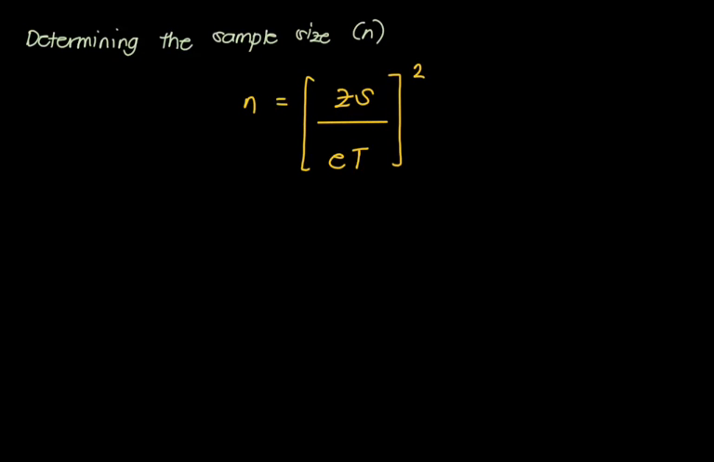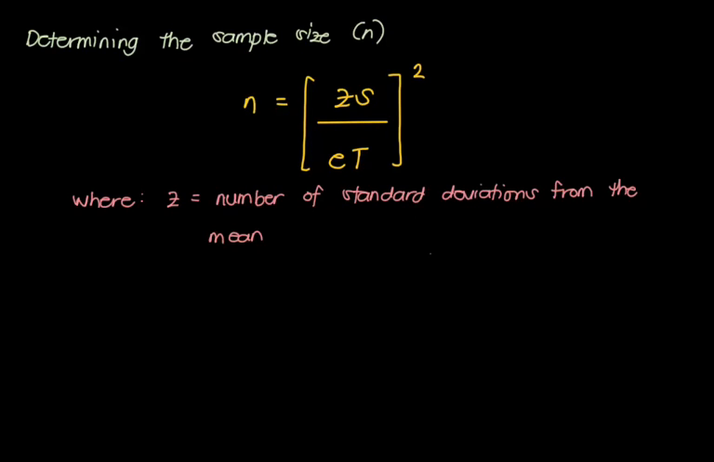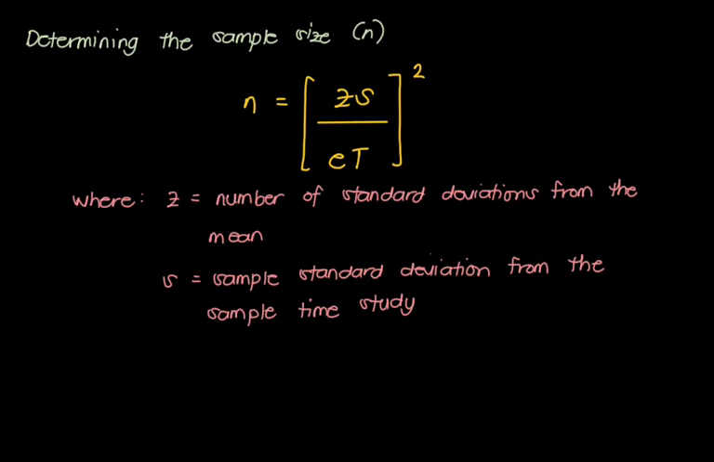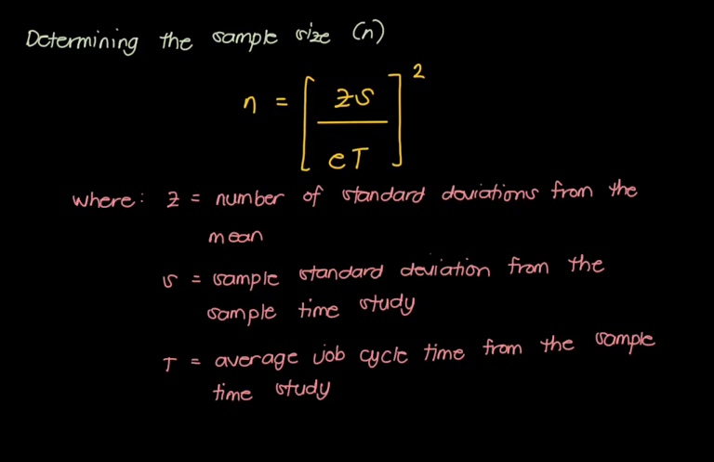And to do that, we'll be needing the following formula, which is n is equal to (ZS over ET) quantity squared, where Z is the number of standard deviations from the mean, S is the sample standard deviation from the sample time study, T is the average job cycle time from the sample time study, and E is the marginal error or the level of acceptability of our study. So we want to know ilan ba talaga ang reliable samples for our time study.